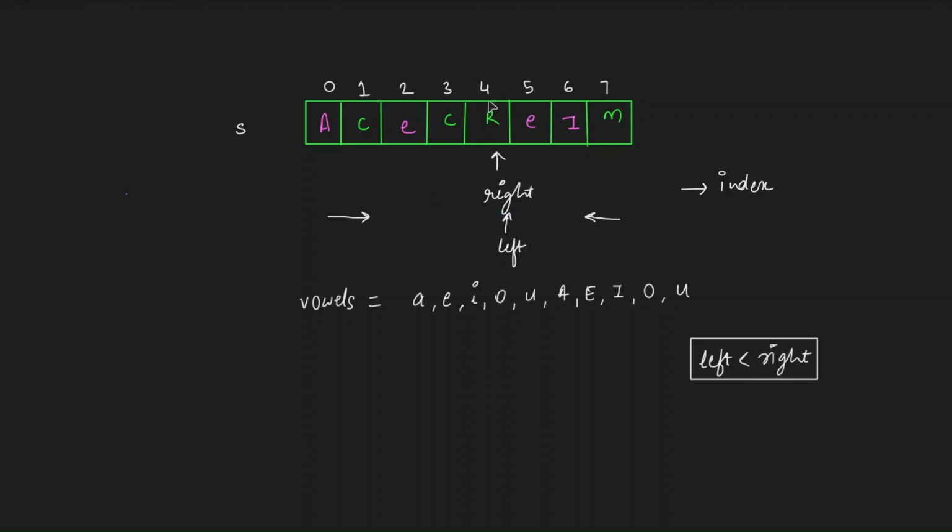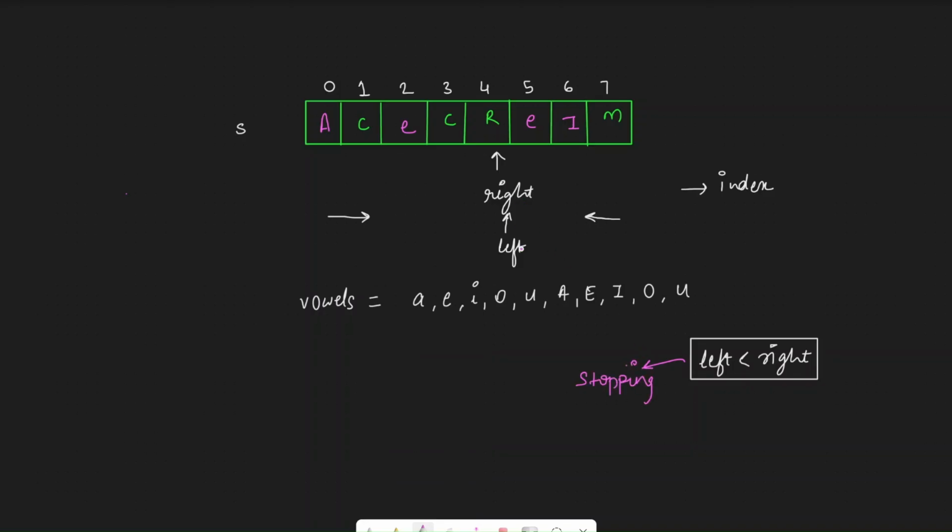Now our left, does it point to a vowel? No, it doesn't. If it doesn't, then we have to move our left. But if we move our left to one position on the right, this condition would become false and we do not want that. So this is our stopping condition.